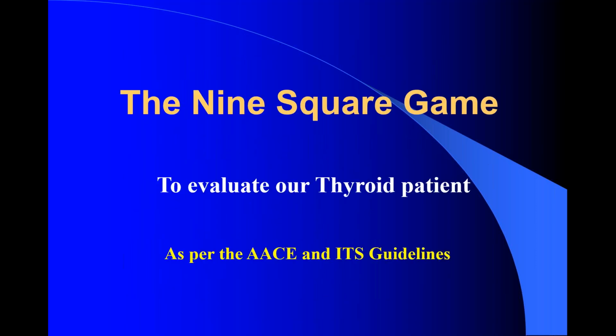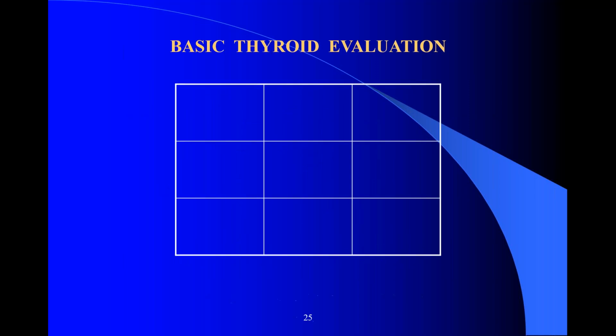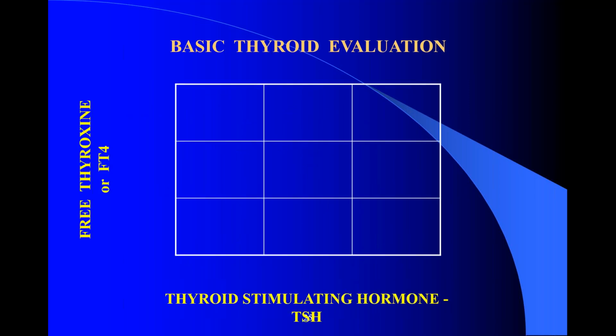So how to interpret the results? To interpret the result, we have a 9 square grid in which you will see that there are 9 squares. On one side you have TSH, on the other side you have free T4. So these two parameters you have to take, TSH and free T4.